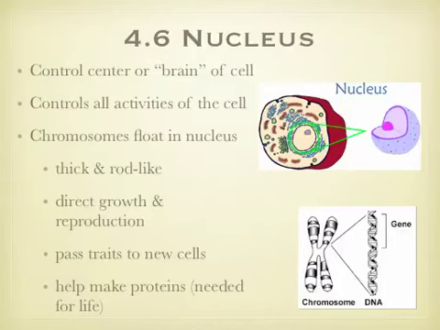4.6 is about the nucleus. The nucleus is the control center or the brain of the cell. It controls all activities of the cell. This is where the chromosomes are. They float freely in the nucleus. They are thick and rod-like. They direct growth and reproduction. They pass on traits to new cells. And they continue to help make proteins, just like the ribosomes. These proteins are needed for life.